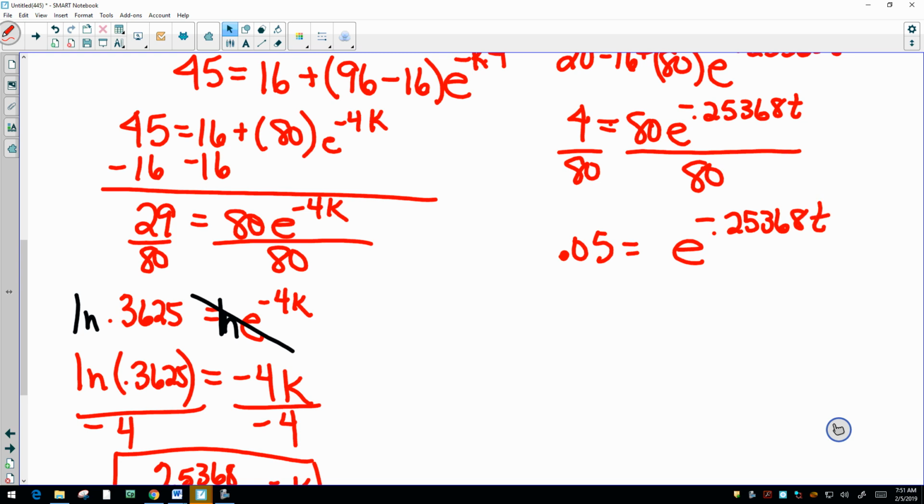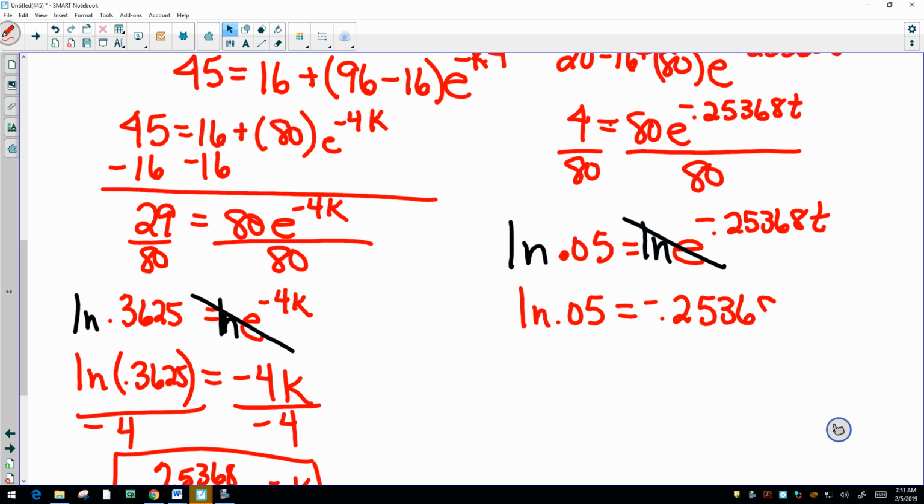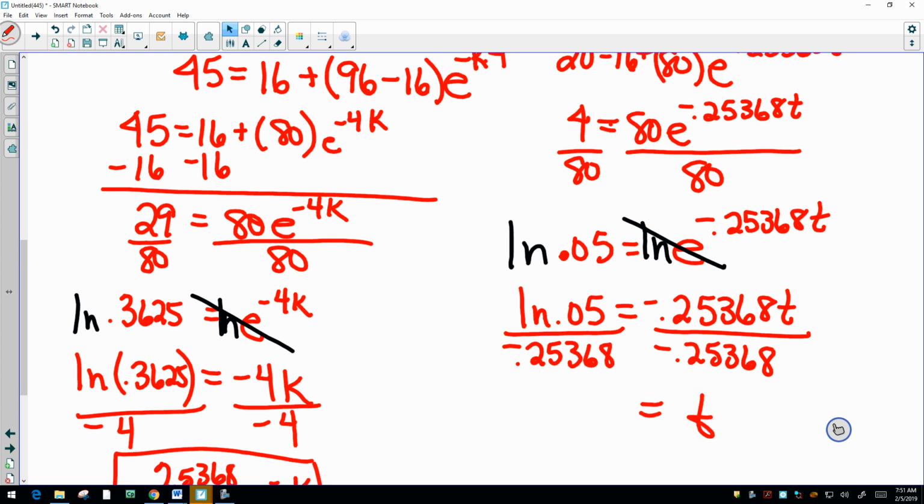And just like we did before, I want to bring that exponent down. So I introduce that inverse operation of e, which is the natural log, and do it to both sides. Now we're left with the natural log of 0.05 is equal to negative 0.2536t. Solving for t, we divide through by that negative constant on each side. And so what we find now is our time, which is what we were looking for. Our time is about 11.81 minutes. So almost 12 minutes is when we're going to get to that 20 degrees that we were looking for.